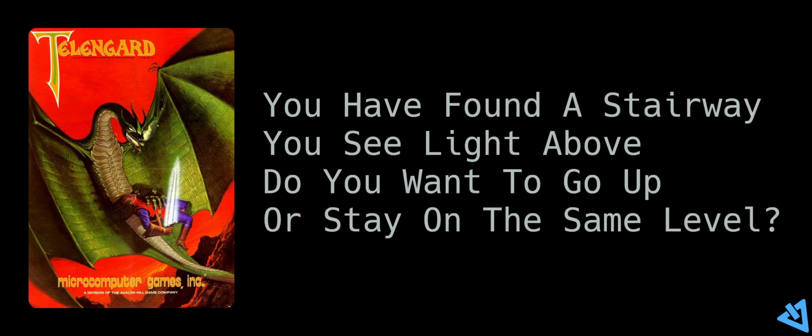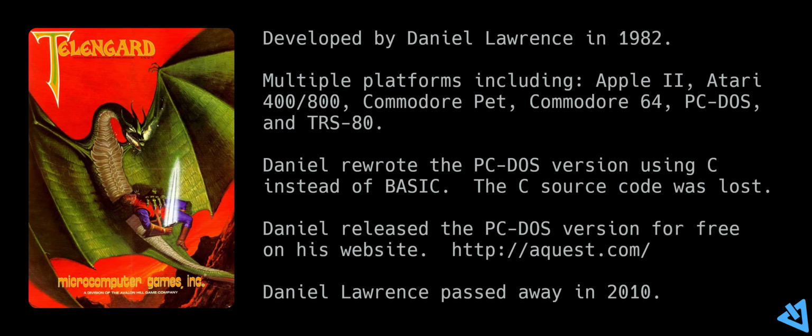Haha, in this one today, we're going to have some fun. Little history lesson. Telengard is a computer game developed by Daniel Lawrence in 1982. It was available on multiple platforms, including Apple, Atari, Commodore, PC-DOS, TRS-80. Daniel rewrote the PC-DOS version using C instead of BASIC, but unfortunately the source code was lost. He released the PC-DOS version for free on his website.